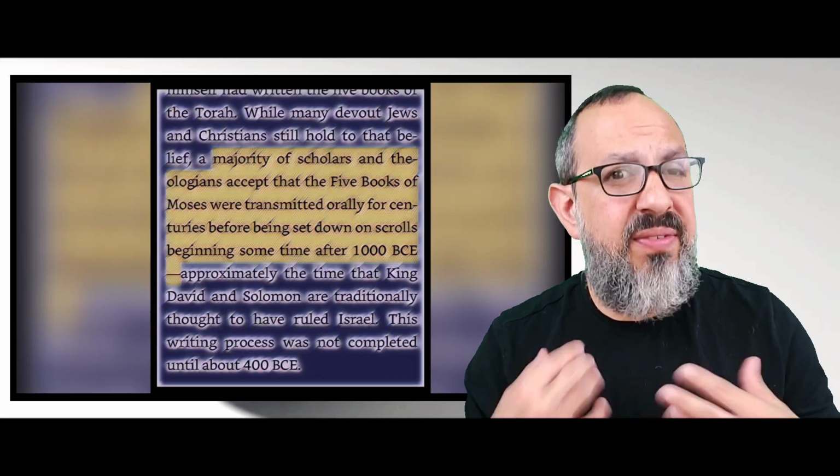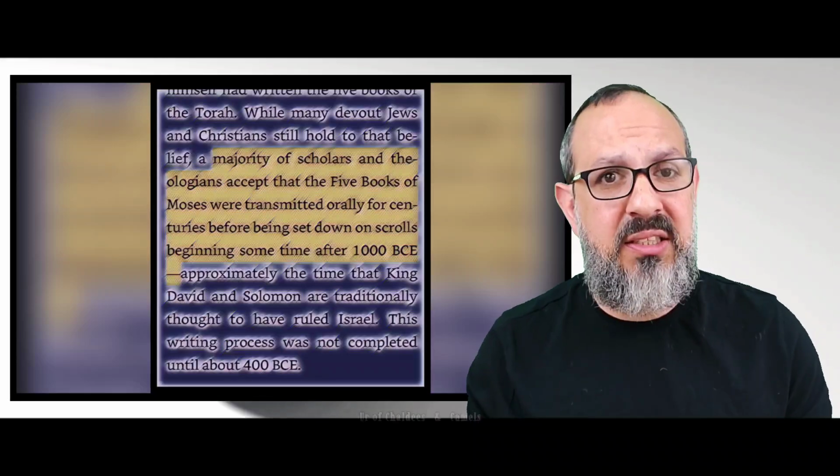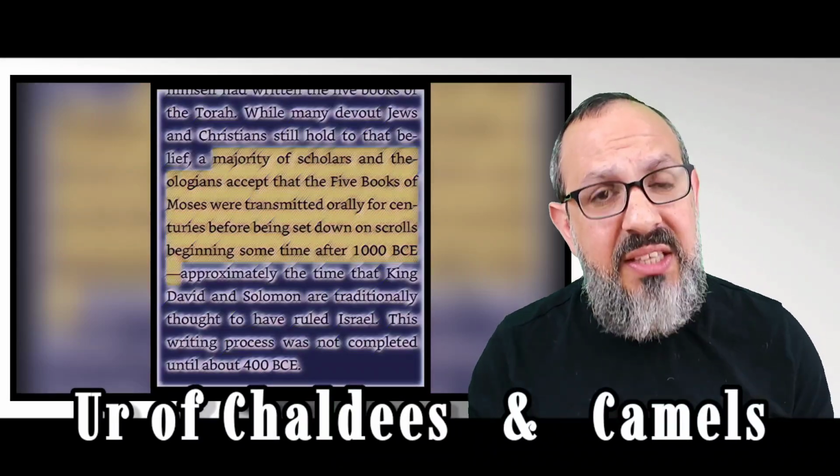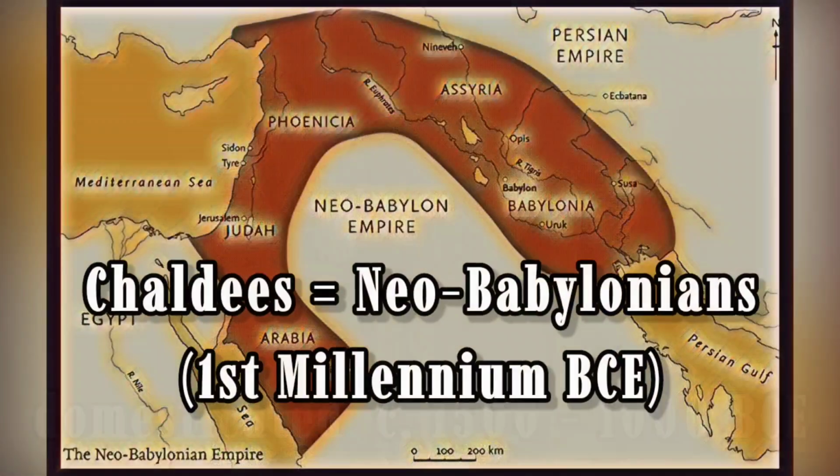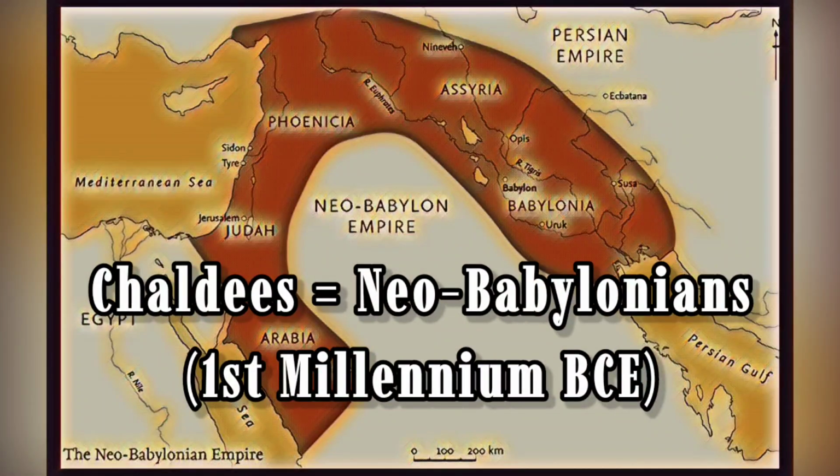They know this because of the anachronisms found in the biblical text, such as references to the Earl of Chaldees and camels. The camel was not domesticated until the second half of the second millennium BCE, and the Chaldees did not rule Babylon until the first millennium BCE.